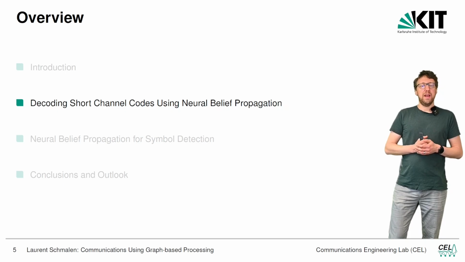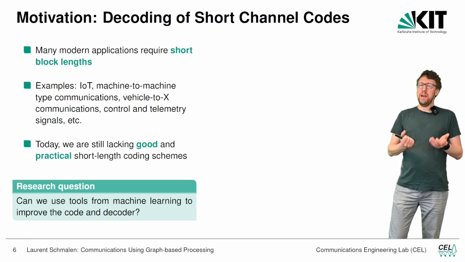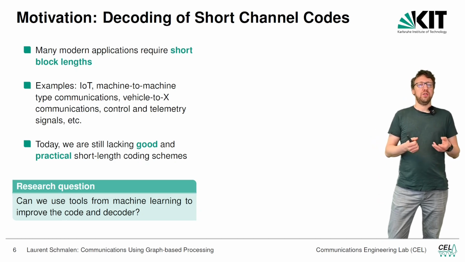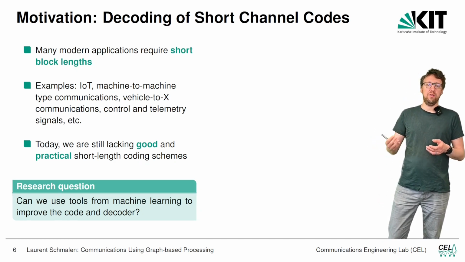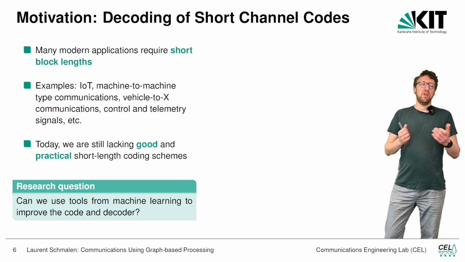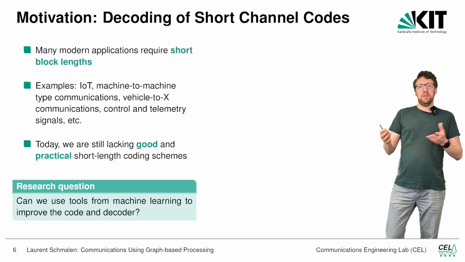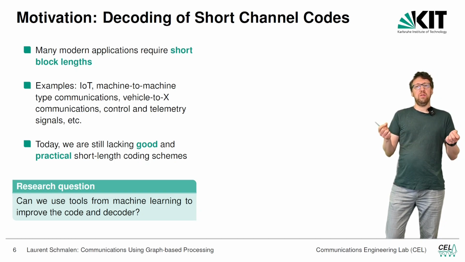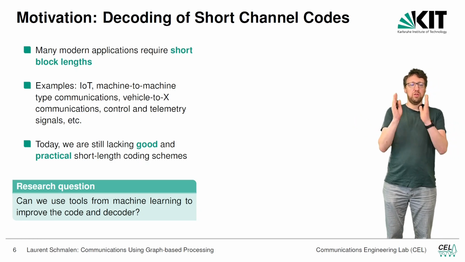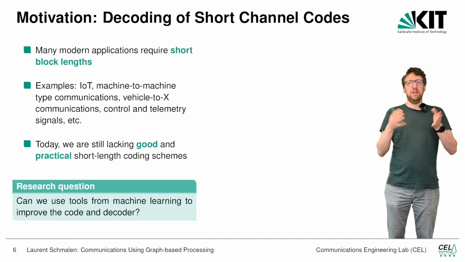We start with the first application, and this is the decoding of short channel codes. So why do we need short channel codes? Many modern applications require short channel codes. Examples are Internet of Things, IoT, machine-to-machine type communications, vehicle-to-vehicle or vehicle-to-X communications, control, telemetry signals, etc. In machine-to-machine type communications, we typically don't require a lot of data transmission. We don't transmit videos, we don't transmit images, but we transmit rather short packages, just a couple of data, telling the machine to perform a new task, etc.